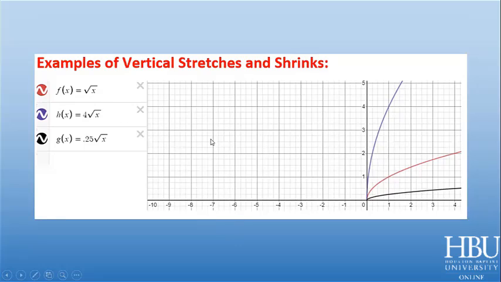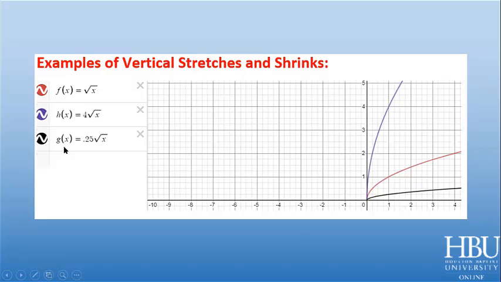Start with f of x is the square root of x, the red graph once again. If I define h of x to be 4 times the square root of x, I get this blue graph. The point (1, 1) on the graph of f maps to the point (1, 4) on the blue graph, the graph of h. The graph of h is a vertical stretch of the graph of f.